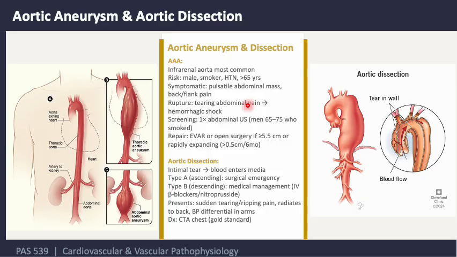vascular disease we're going to talk about will be aortic aneurysm and aortic dissection. So with an aortic aneurysm, the infrarenal aorta is the most common area. Risk factors include being male, smoker, hypertension, and greater than the age of 65.